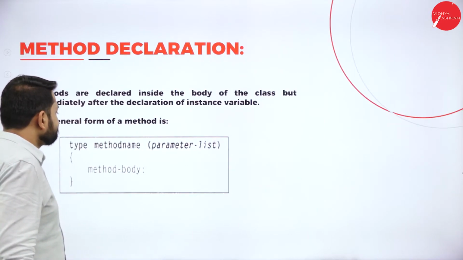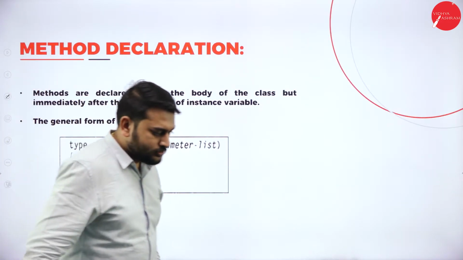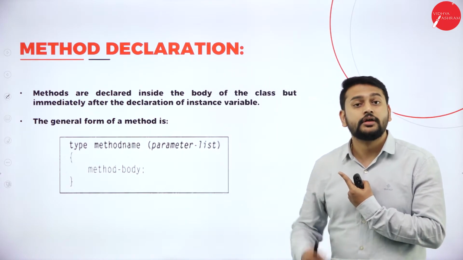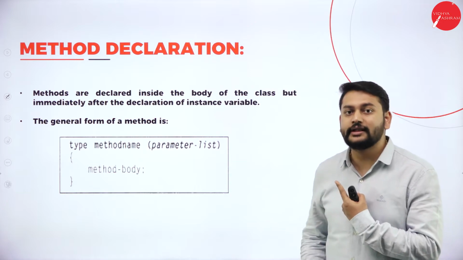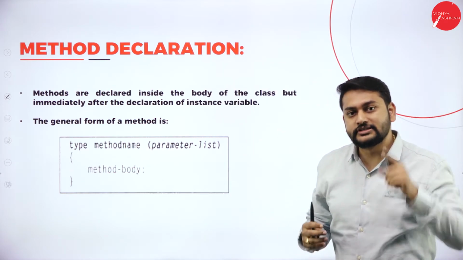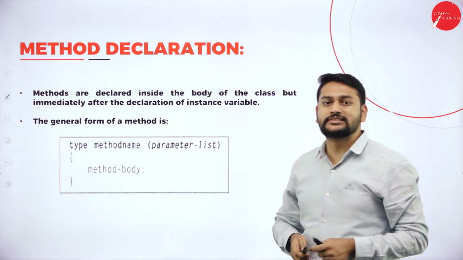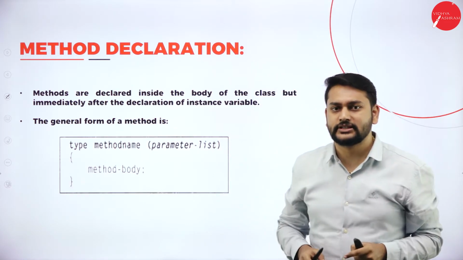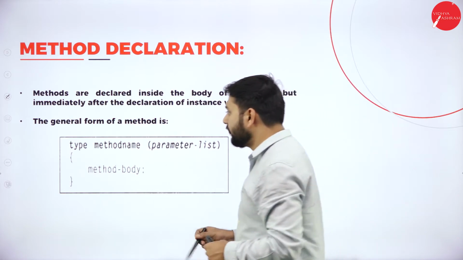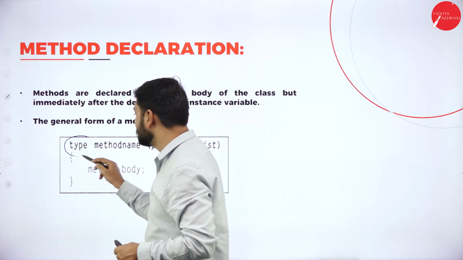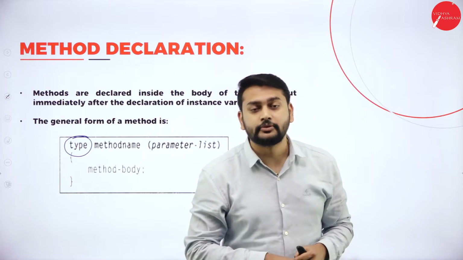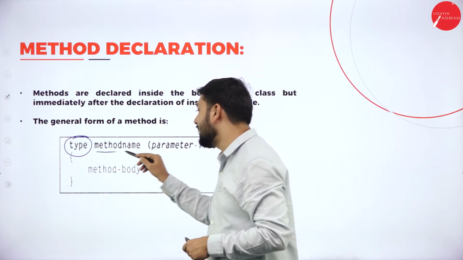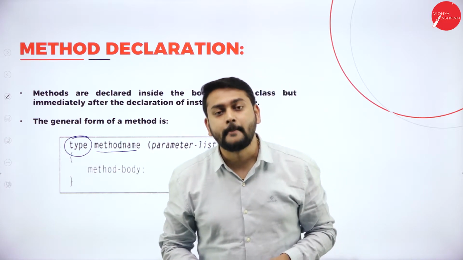Moving forward, a very important thing. You all know that we have two things inside the class. The first thing, which I have already discussed, is field declaration. The second one is methods. What is the syntax to define any method inside the class? Please observe here. First, I have to mention the type. Second, I have to mention the method name.